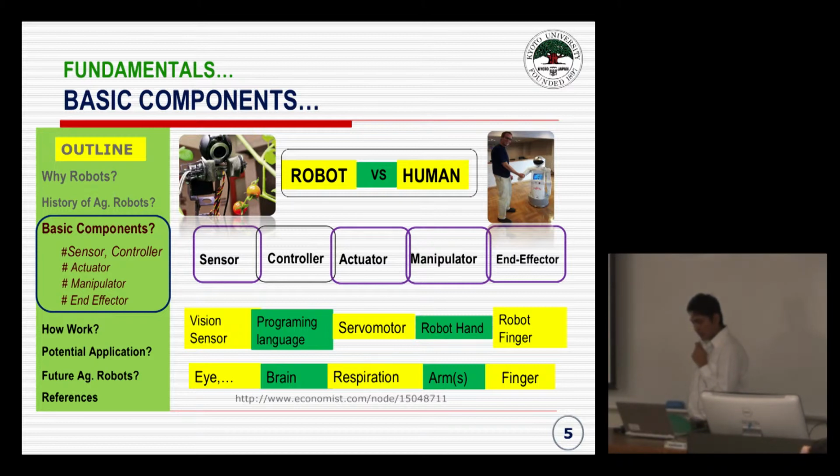And there is also an actuator. It is a motor-type device that governs or sets the position of the manipulator. And finally, the end effector is attached to the manipulator. That is the tool of the robot system. This is somewhat similar to the human body: the sensor is like the eye, the controller like the brain, and the actuator like respiration, because human respiration gives energy by producing ATP. And the manipulator looks like the human arms.